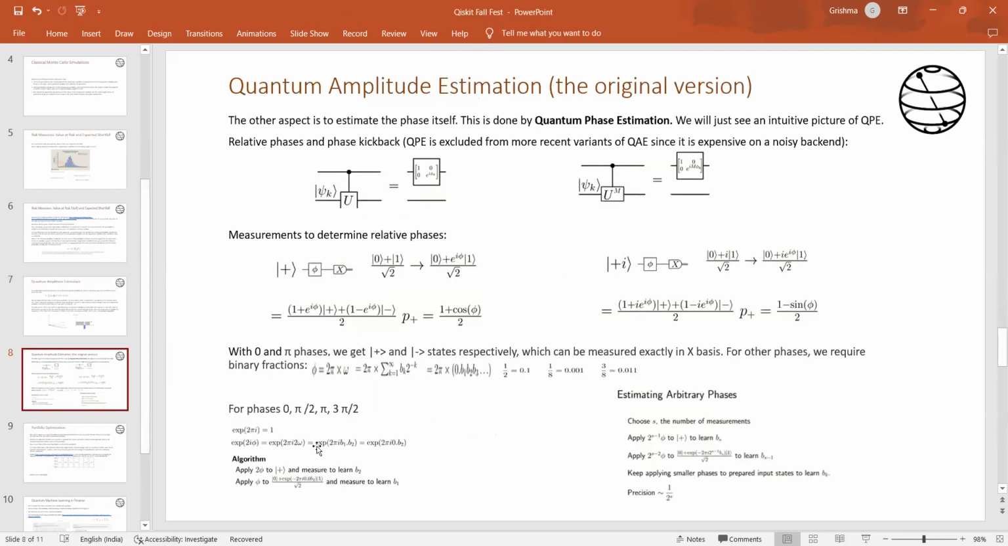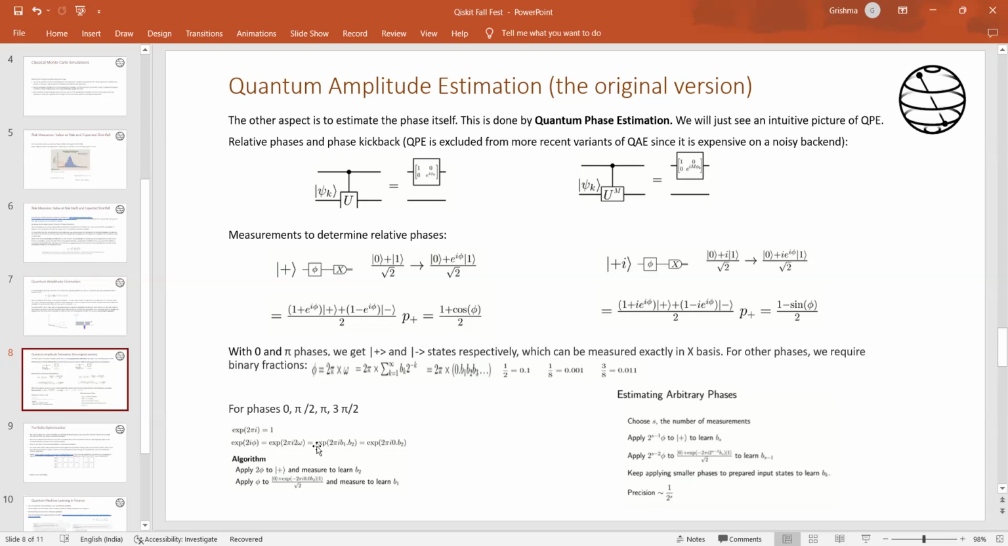Again, the original paper actually has quantum phase estimation. The newer versions of quantum amplitude estimation have come with variants where they don't include quantum phase estimation because it's a very expensive algorithm. And given that we have noisy backends, noisy quantum computers right now, it's not viable to use an algorithm of that kind. So there are several variants of it, but the original variant does include quantum phase estimation.